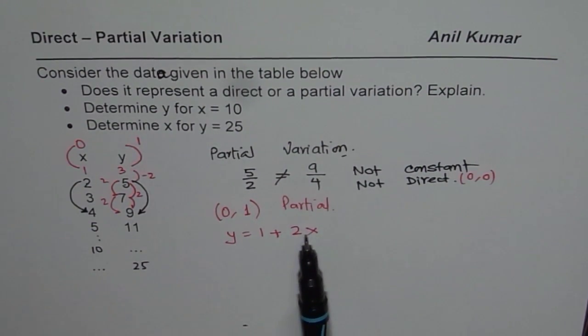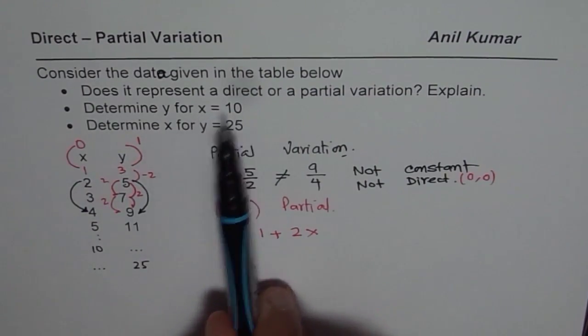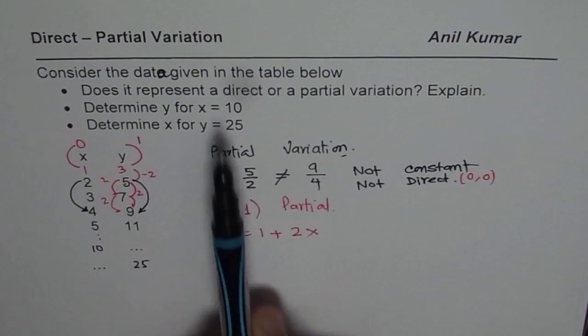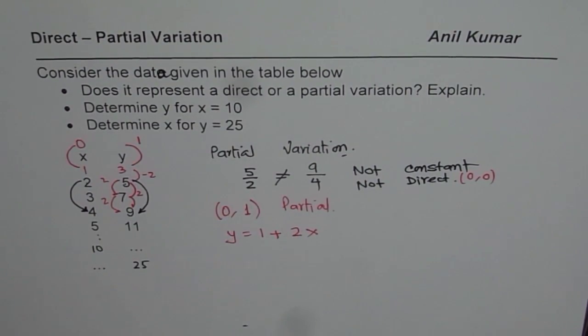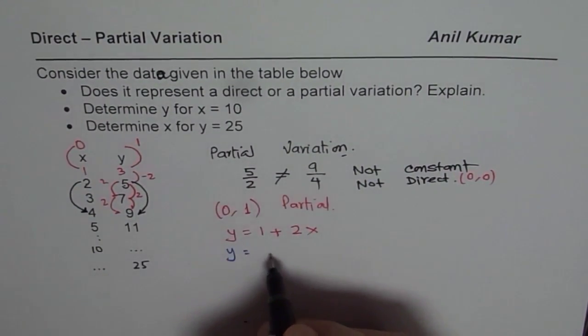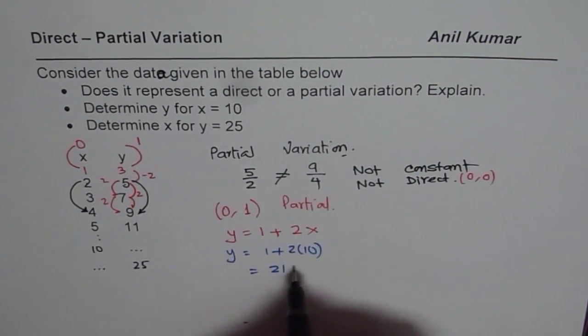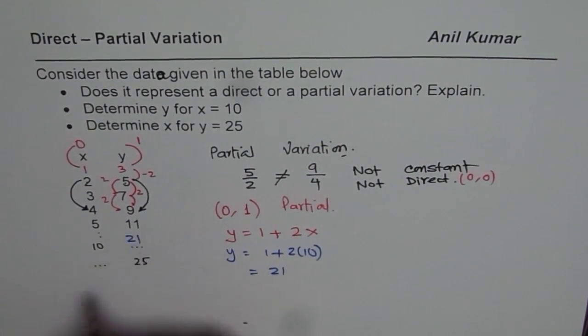Now from the equation we can find the other terms, that is determine y for x equals to 10. So for x equals to 10 we can write 10 here, so we get y equals to 1 plus 2 times 10, which is 21, right? So we get 21 here.